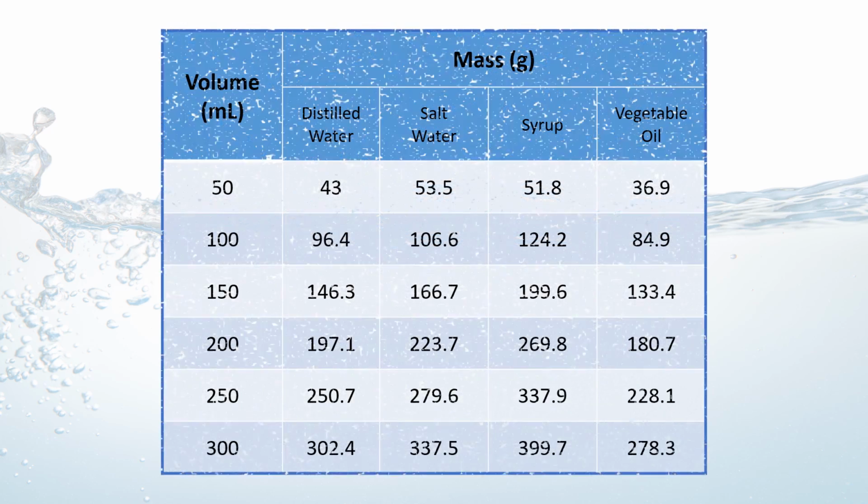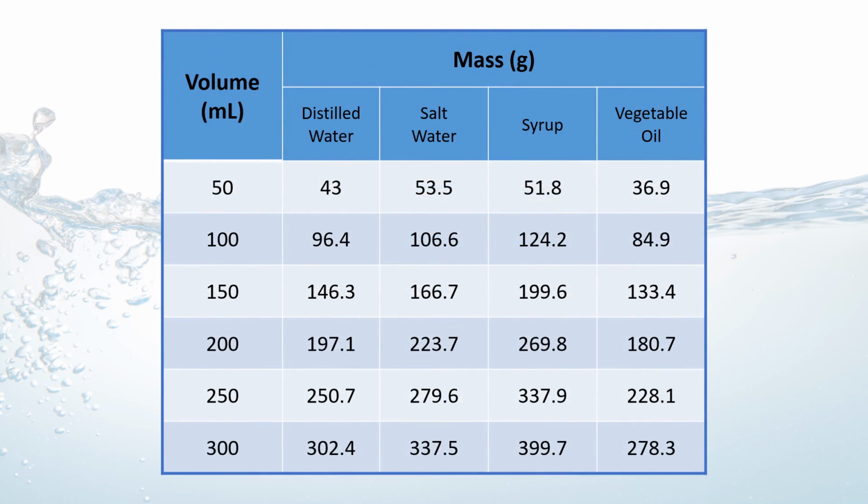To investigate this question about fluids in our school lab, we took samples of common household fluids: distilled water, salt water, syrup, and vegetable oil. Then we measured out different volumes of each fluid, starting at 50 milliliters and ending at 300 milliliters, going up in increments of 50 milliliters.